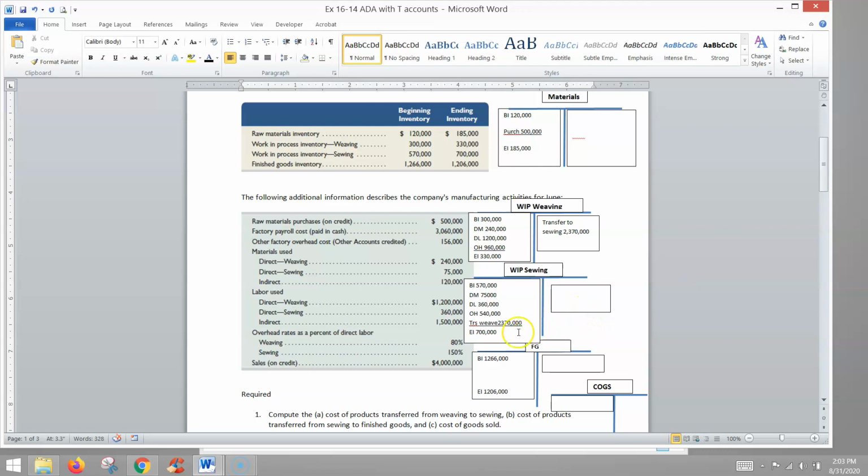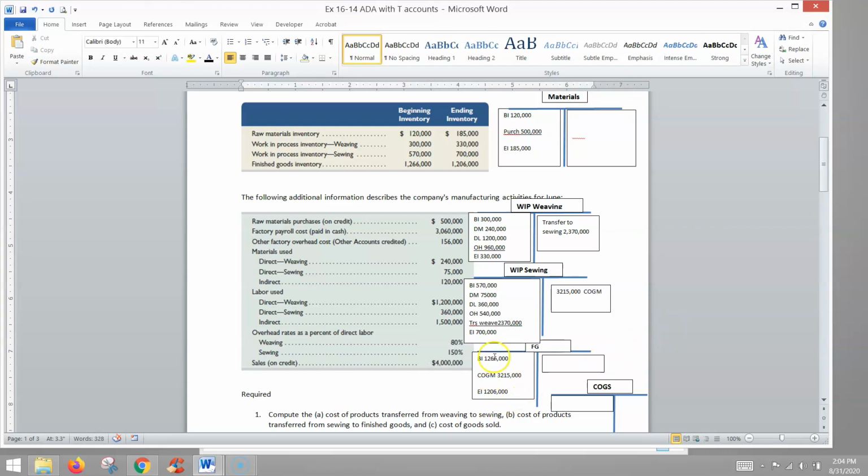Then we're going to determine the amount that was finished. It leaves work in process sewing as a credit and moves to the finished goods inventory as a debit. To calculate the amount, we take beginning inventory plus direct materials plus direct labor plus overhead plus the amount that came from the weaving department. Then we subtract our ending inventory. We determine that our cost of goods manufactured is $3,215,000. That's a debit to our finished goods inventory.